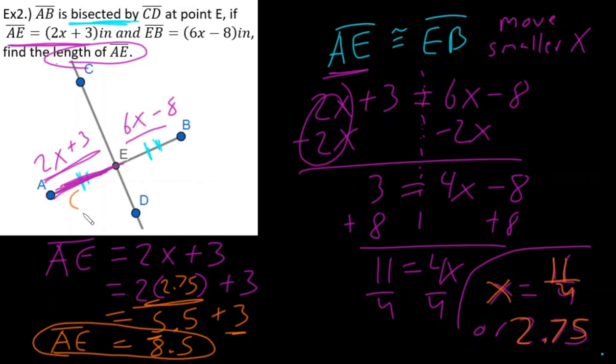And by the way, if this is 8.5, how long is EB? 8.5. And what if I asked you for the whole thing? Well, you do 8.5 plus 8.5, which would simply be 17. So the cool thing about these is once you know one part, you can always find the other part or the whole very simply by either adding it with itself or multiplying by 2.